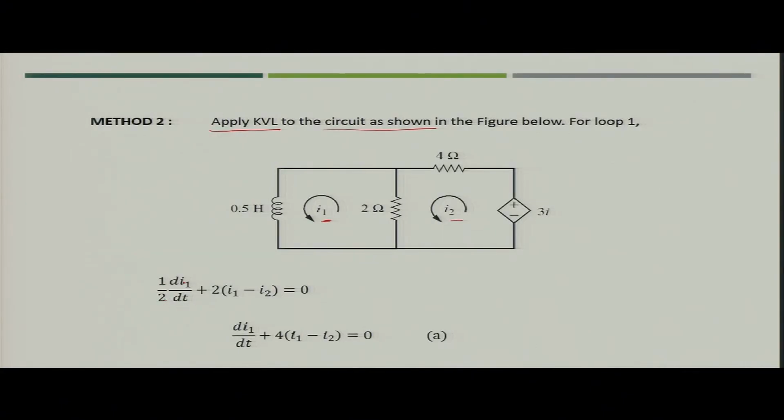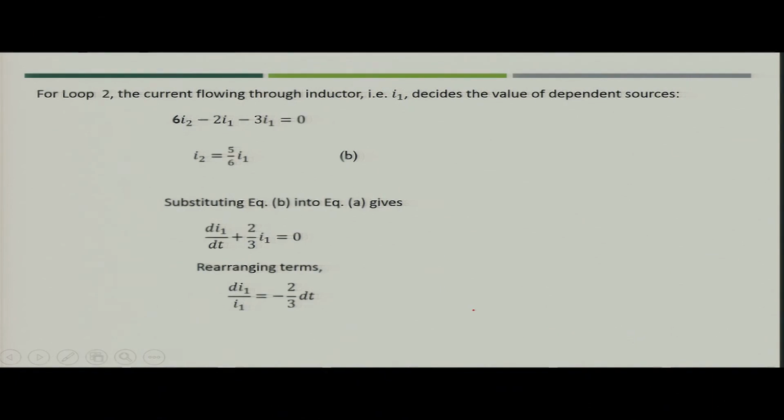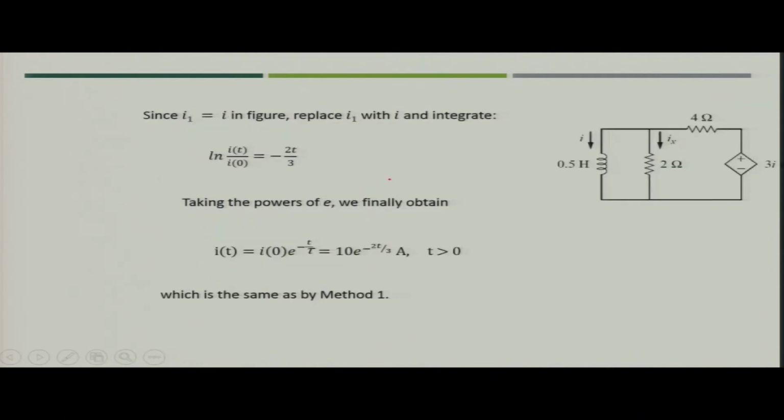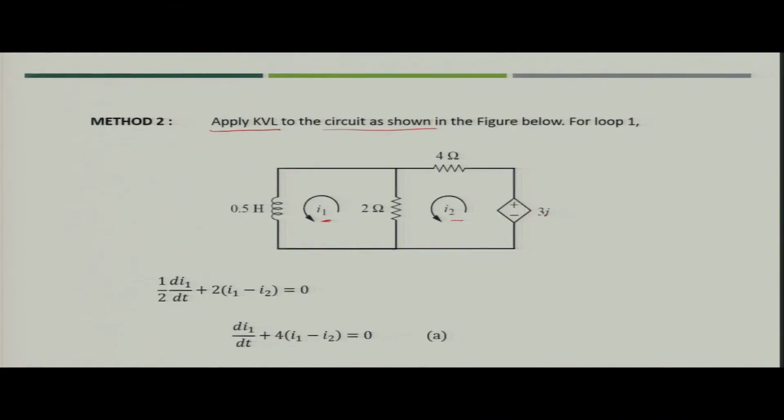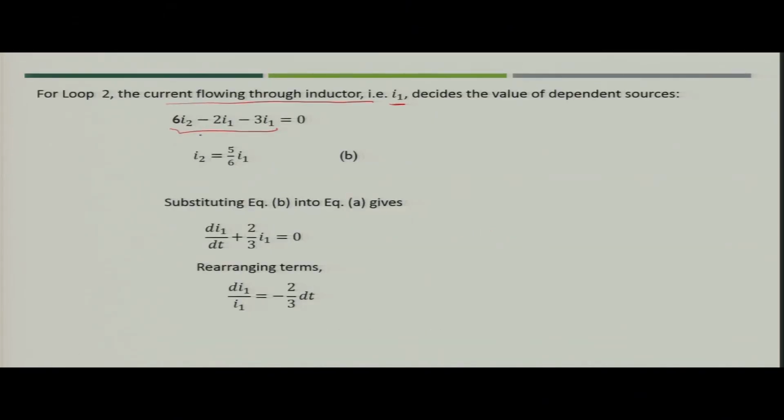So, this will become half di1 by dt plus 2 times (I1 minus I2) equal to 0. If you simplify, this will become di1 by dt plus 4 I1 minus 4 I2 is equal to 0. Now, for the second loop, we can write 6 I2 minus 2 I1 minus 3 I1 is equal to 0. Since the current flowing through the inductor is I1, the value of the dependent voltage source will be 3 I1. That is why we get the mesh equation for the second loop as 6 I2 minus 2 I1 minus 3 I1 is equal to 0.